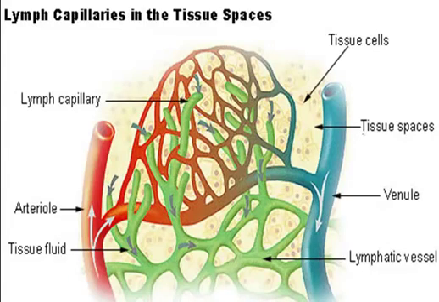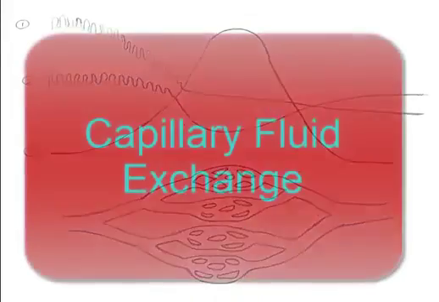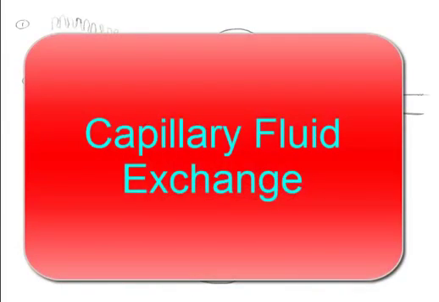Here's another image of a capillary bed which shows how extensive the lymphatic system is, which explains why it so effectively returns any tissue fluid that wasn't returned at the venous end. In this video, we've looked at capillary fluid exchange.